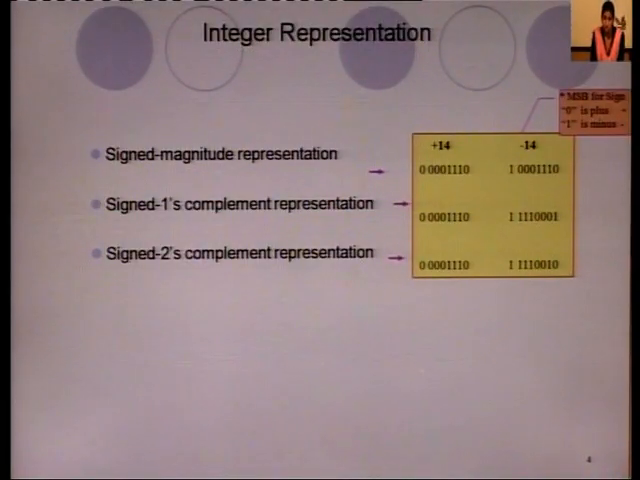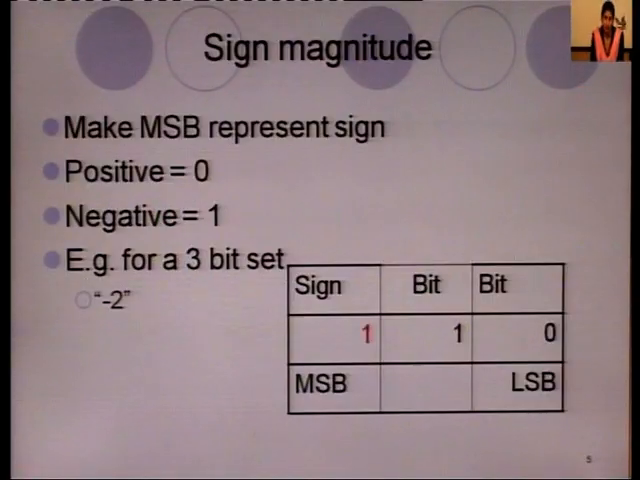That is, the MSB, the most significant bit of a string, represents the sign value. In sign magnitude, the most significant bit of a value represents the sign. That is, 0 represents a positive value and 1 represents a negative value. For example, for a 3-bit set, the most significant bit represents the sign bit, that is minus, and in this example 110 is the string, the most significant bit 1 represents minus and the 10 represents the value, that is 2.